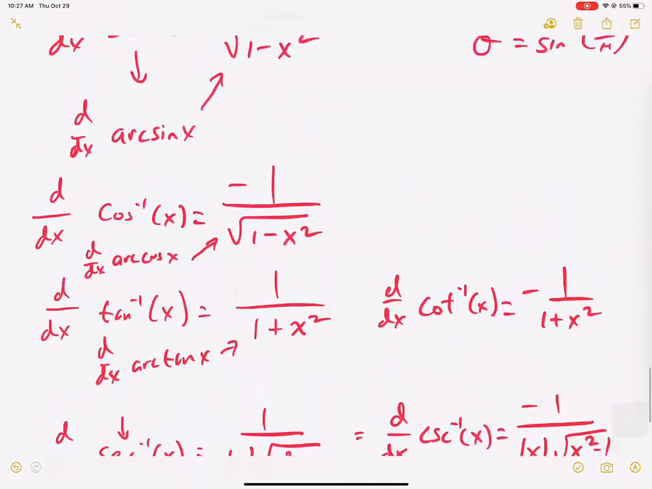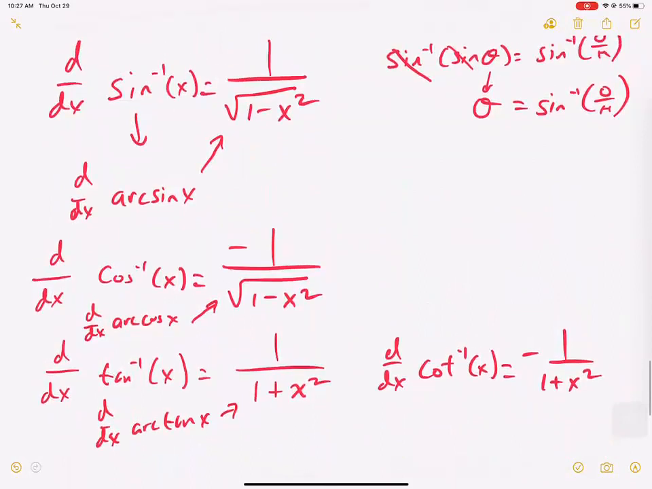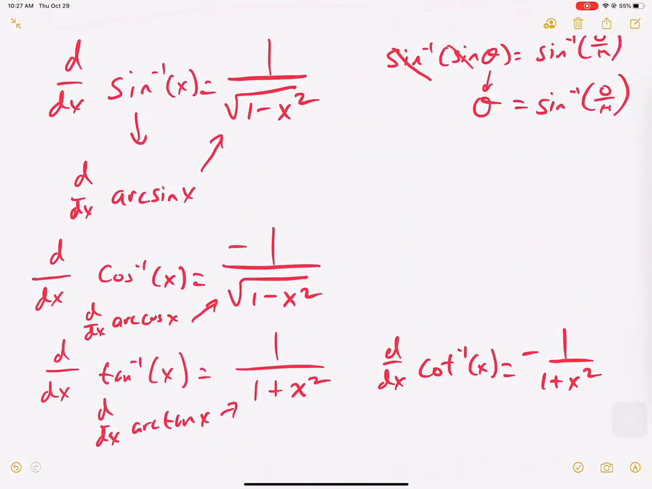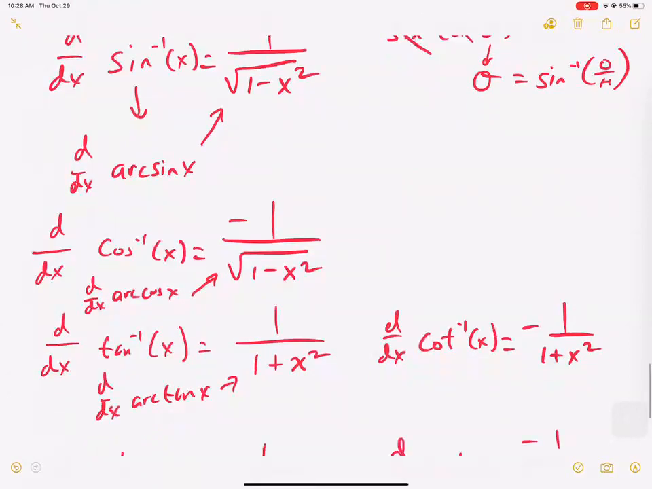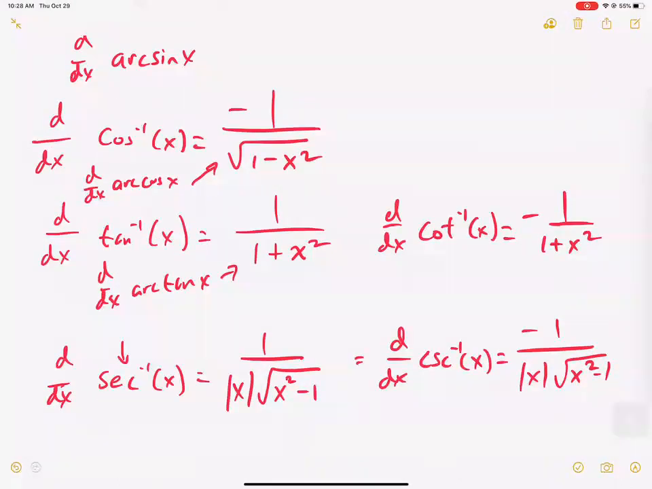Now, very similar in this way, for the derivative of inverse sine, it's just, take it as fact, 1 over the square root of 1 minus x squared. The derivative of inverse cosine is negative, same thing as sine. Tangent and cotangent are 1 over 1 plus x squared, no square root.